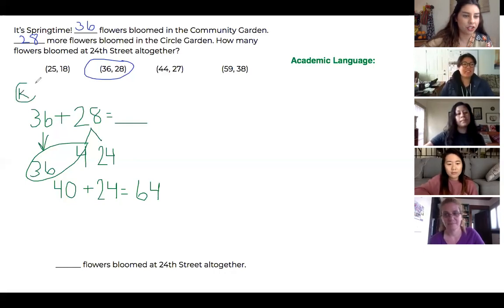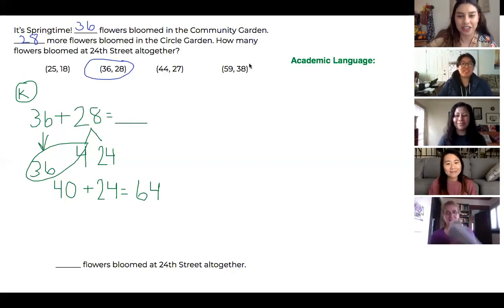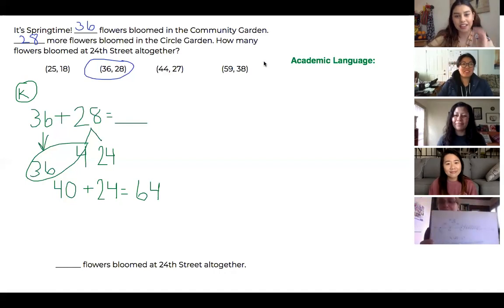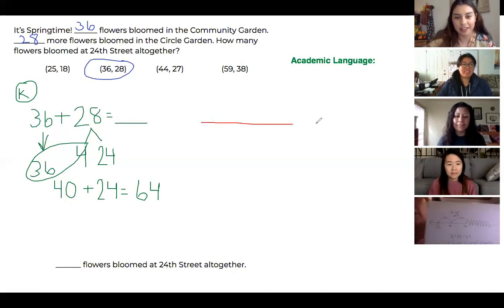Does anyone have a different strategy or a new strategy that we can share? Maybe one more strategy? Miss Valencia, what strategy? I used a number line. Can you see? Yes. I started with the 36, and I knew that I'm counting on, but I used the number line to help me count on.